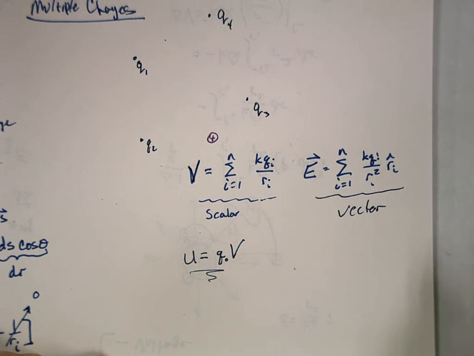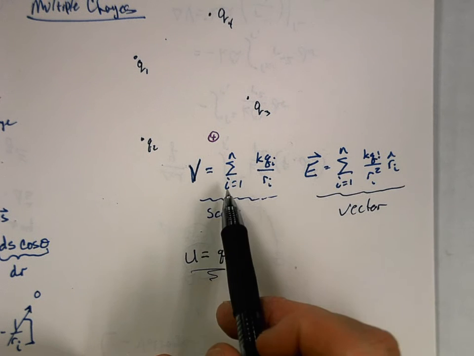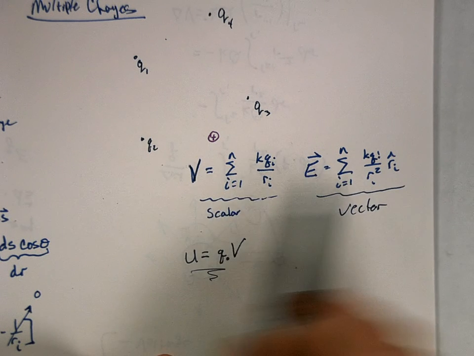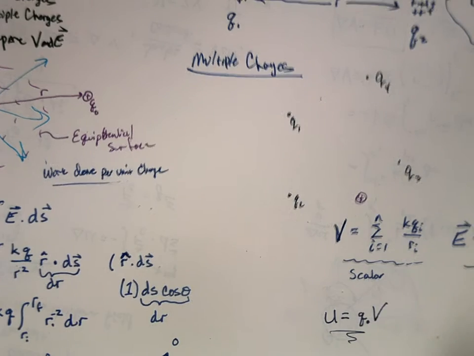Next lecture we are going to get into the gradient, which is really cool stuff, and it's how we are able to determine our electric field based on our voltage at any particular point. But that is for next time, and that is it for potential and point charge.